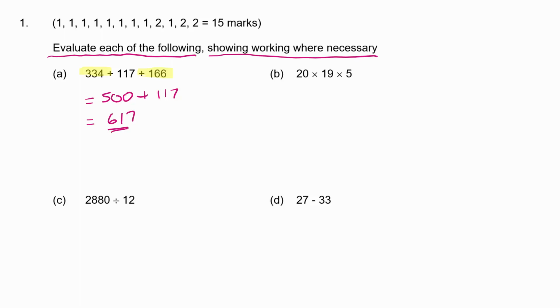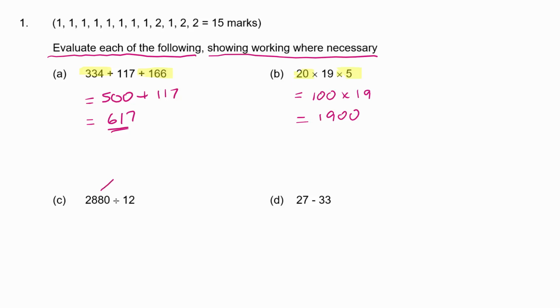617. There's a trick here as well. If we first multiply the 20 and the 5, we get 100. So this is 100 times 19, which is 1,900.